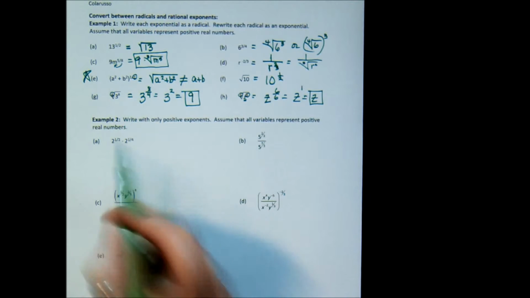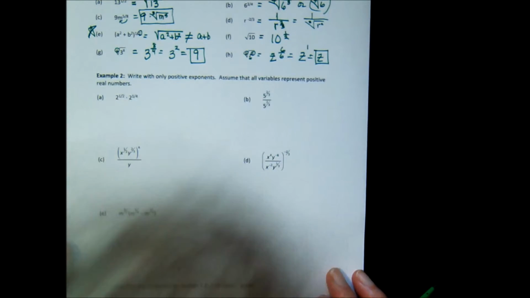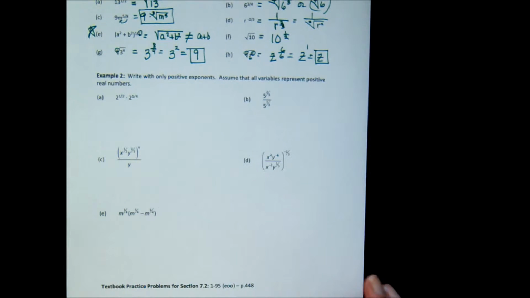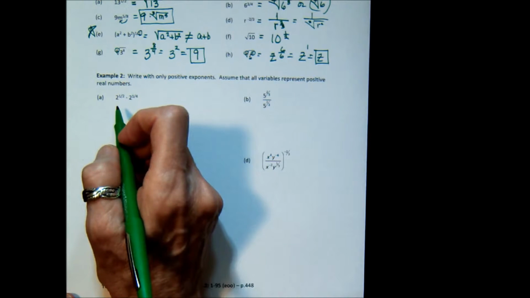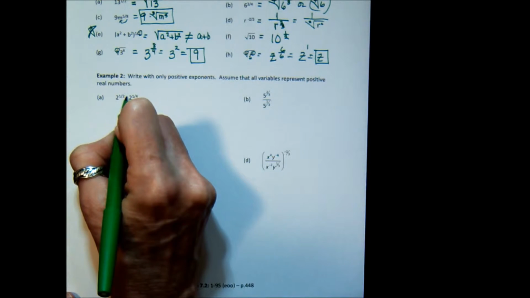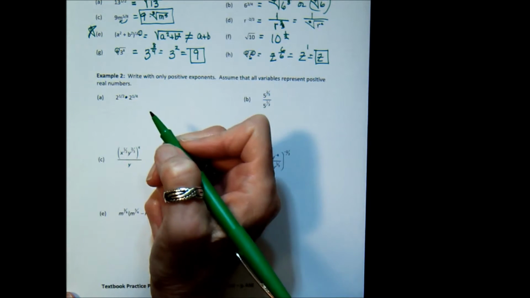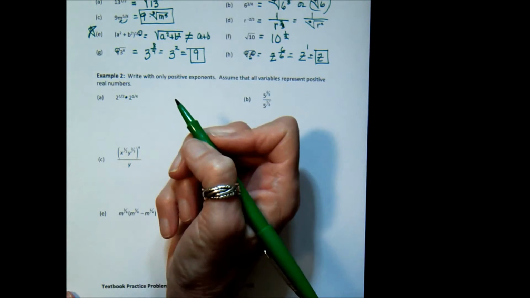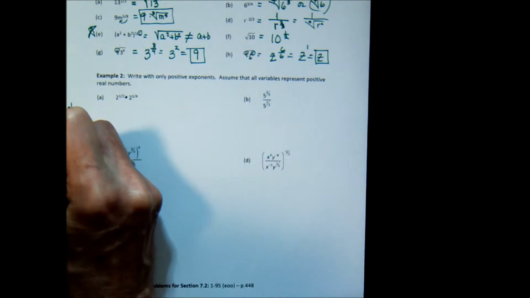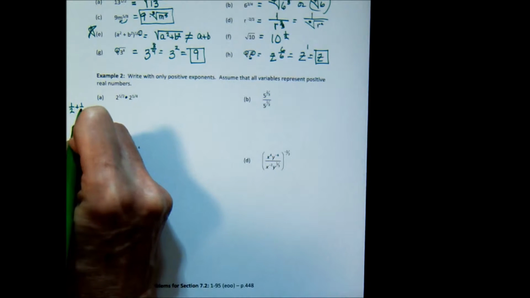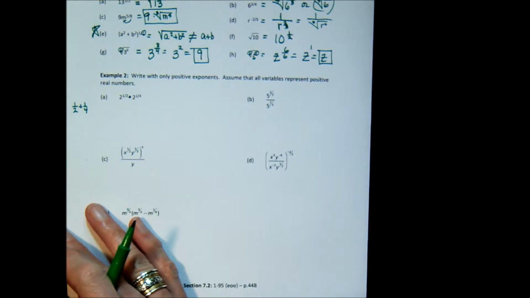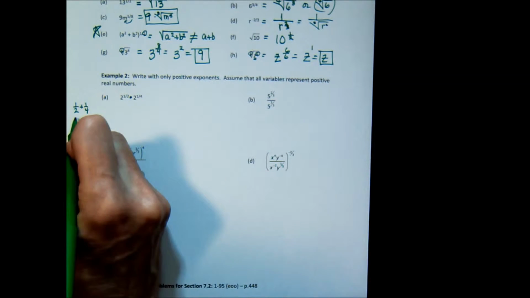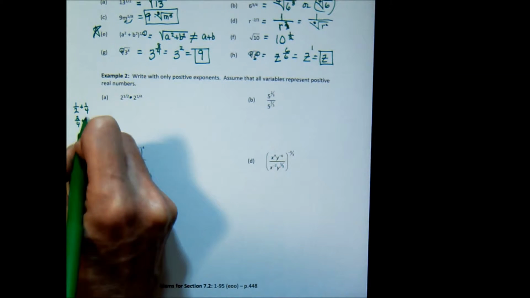All right, let's look at example 2. It says write with only positive exponents. Assume that all variables represent positive real numbers. So we're going to go back again to some of our exponent rules where we are here multiplying like bases. So that means I have to add my exponents. So I have to add 1/2 plus 1/4. Well, in order to add 1/2 and 1/4, I have to have a common denominator. So it's the same as adding 2/4 plus 1/4.